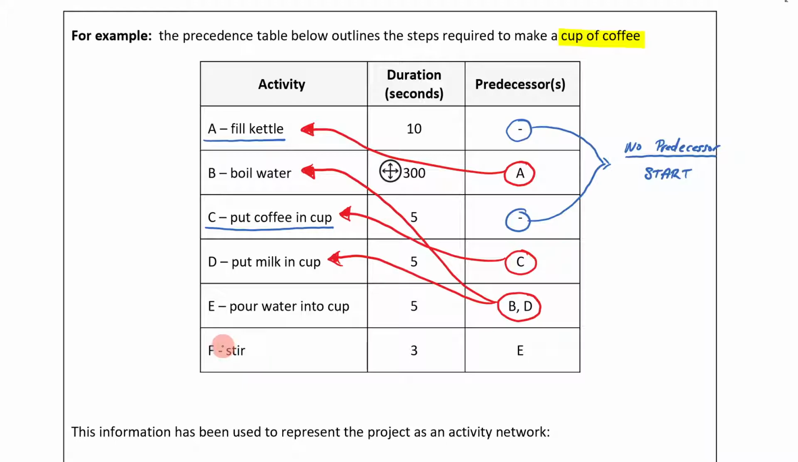And then lastly, you have F, which is stir, and that's going to take 3 seconds. And our predecessor is E, so that means immediately before this, you need to make sure that you've poured water into the cup. And hopefully, again, that should make intuitive sense. Otherwise, you've got nothing to stir. You need to make sure you've poured water into the cup before you start stirring.